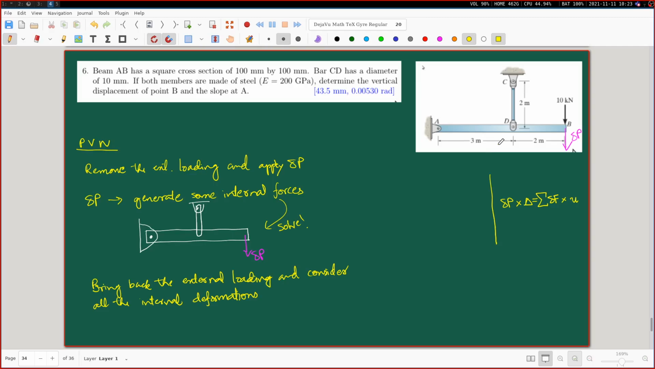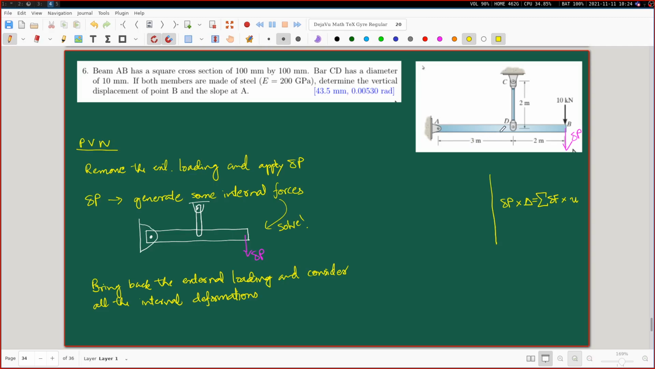So the point D moves down. Point D moves down, but I am asking in general, all over this AB, what is the kind of deformation? This AB is kind of deflecting downward, and that kind of deflecting downward is just bending. So you have the generation of some deflections and slopes all along this AB, and that slope will be given by M by EI.